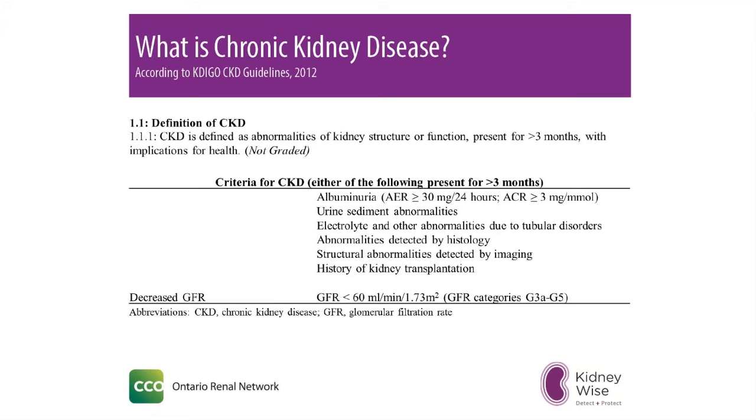The next slide is going to introduce the definition of chronic kidney disease. This definition that you see before you is from the 2012 KDIGO Chronic Kidney Disease Guidelines. KDIGO stands for Kidney Disease Improving Global Outcomes, and it is an international organization that produces guidelines on chronic kidney disease every few years. Chronic kidney disease is defined as abnormalities of kidney structure or function present for greater than 3 months with implications for health. The key point of this sentence is you have to have these abnormalities for at least 3 months in order to make a diagnosis of chronic kidney disease. I'll speak more on this in detail a little later on.